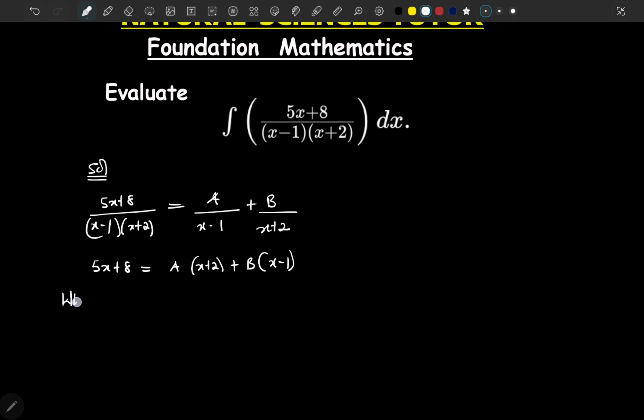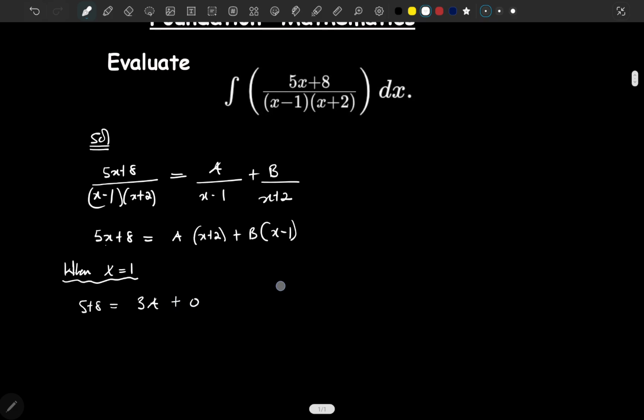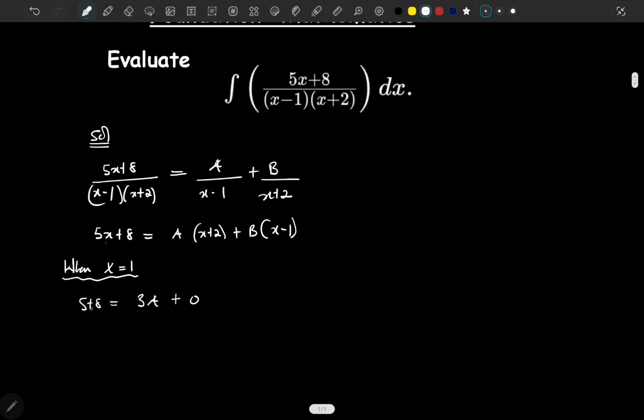So say when x is 1, set this equal to 0. When x is 1, here you get 5 plus 8, there you get 3a, and here you just get 0. Therefore, here we get 13, so 3a is equal to 13. Dividing by 3 over 3, our a is 13 over 3.